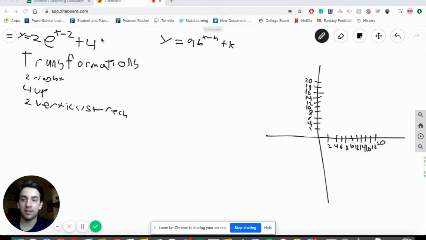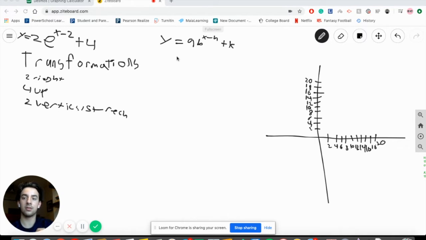Beside this equation, we have this equation, which is y equals ab to the power of x minus h plus k. You may recognize the h and the k. As we saw in the quadratics unit, the h shifts the graph left and right, while the k shifts it up and down, and the a is a horizontal stretch or vertical stretch.